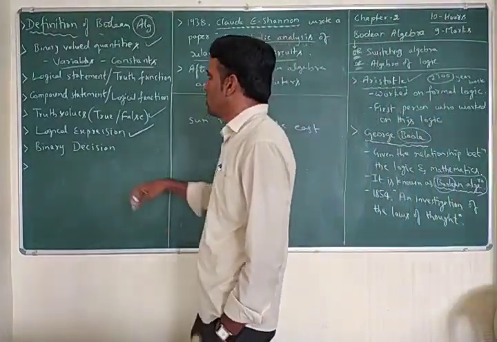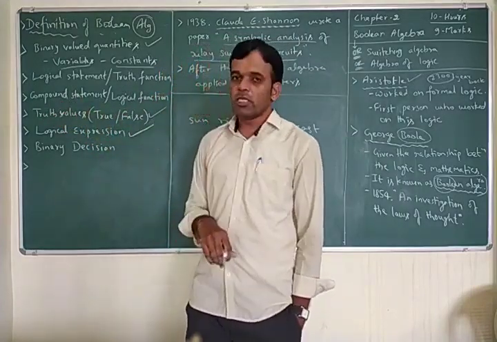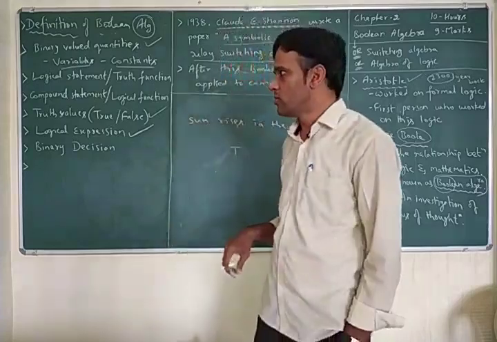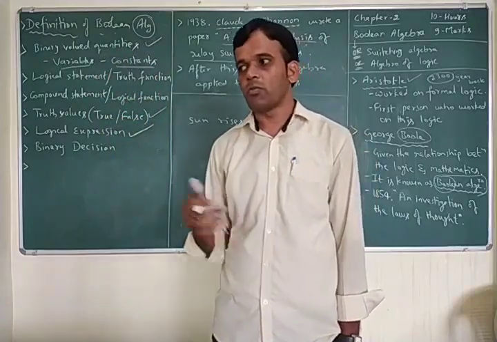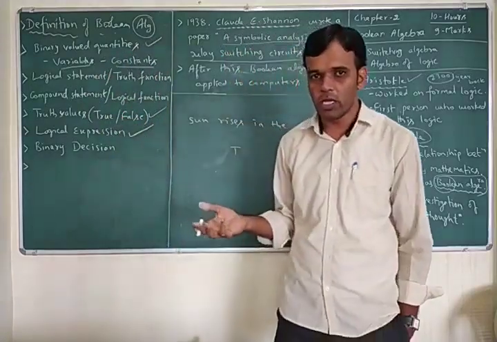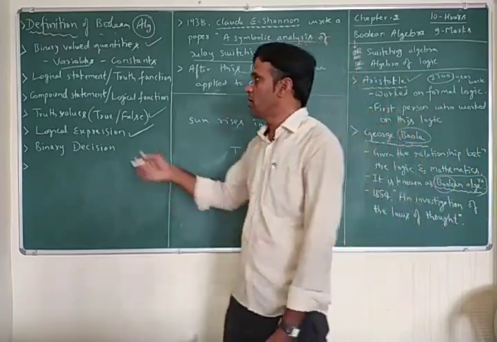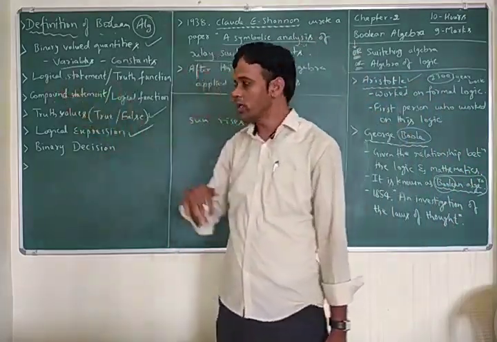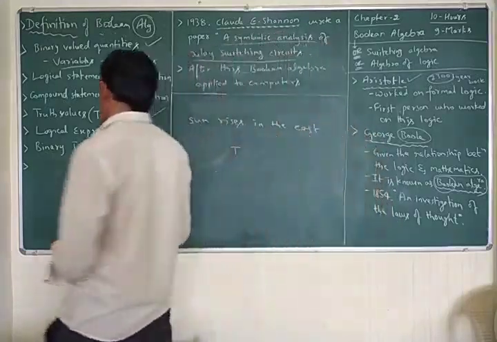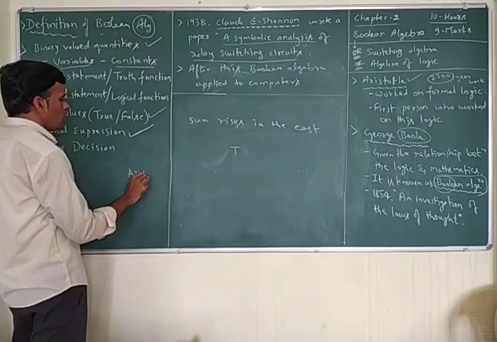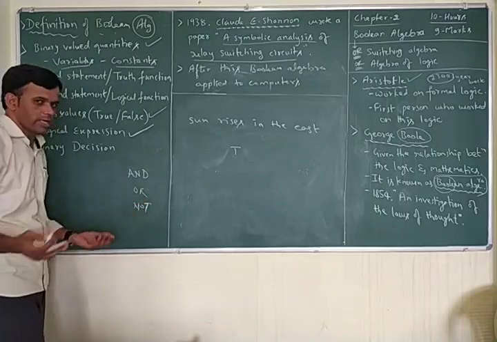So now coming to the compound statement, or the other name, logical function. The definition is the same as what we have seen in mathematical reasoning. A compound statement is a result of combining two or more simple logical statements with logical connectives. So which are those logical connectives? And, or, not. Okay, so the definition is going to be the same here also.